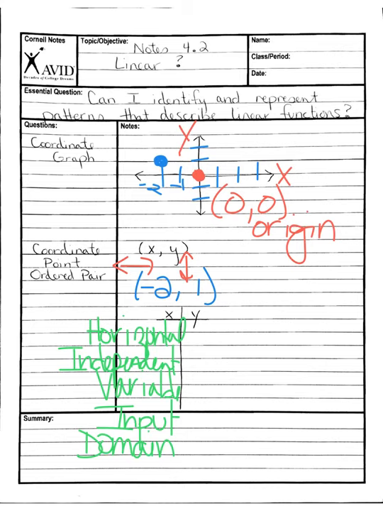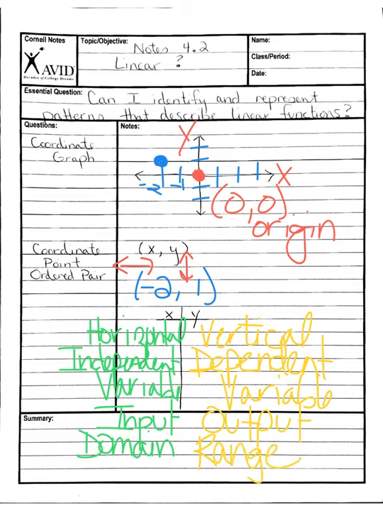Let's talk about our y value. The opposite of horizontal is vertical. The y is the dependent variable. Instead of the input, it represents our output. And instead of the domain, our y value is called the range. So those are words that describe our x and our y. A lot of this, I bet, is a review. Let's go ahead and move on to the next slide.